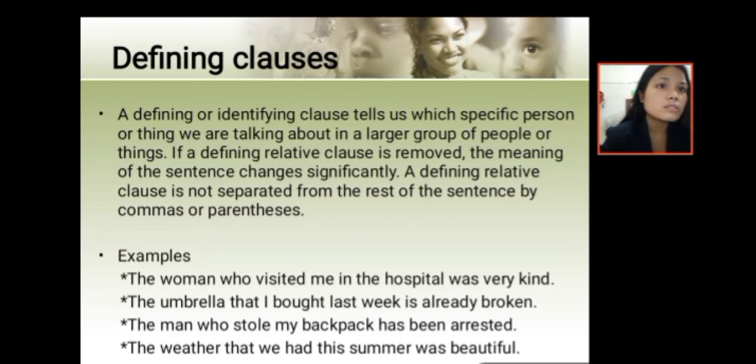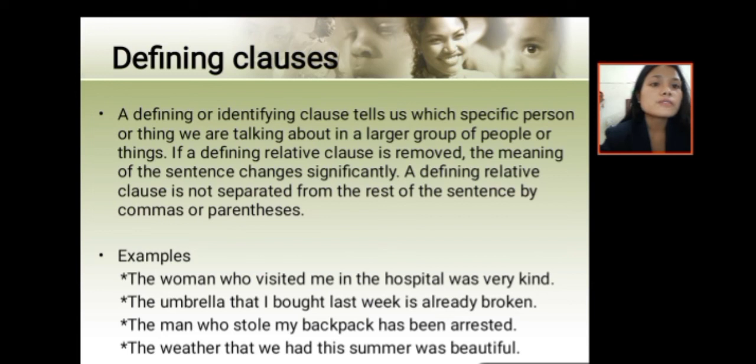Okay, next, defining clauses. A defining or essential clause tells us which specific person or thing we are talking about in a larger group of people or things. If a defining relative clause is removed, the meaning of the sentence changes significantly. A defining relative clause is not separated from the rest of the sentence by commas or parentheses.